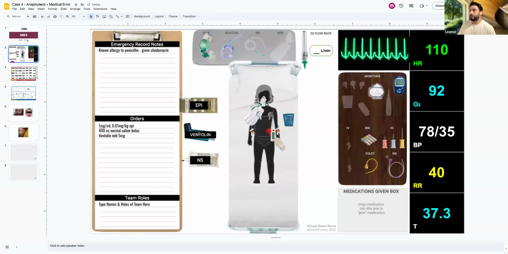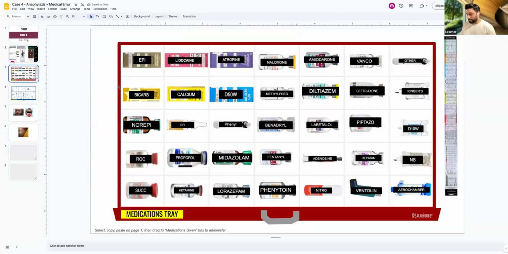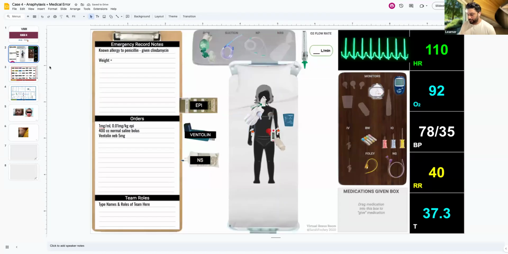Okay. So let's give the IM epi first. I'm going to give 1 milligram per mil, 0.01 milligrams per kilogram of epi. Did we get a weight on the patient? We did not. I didn't verbalize this, but as the patient is 5 years old, I'm going off a presumed weight of 20 kilograms.